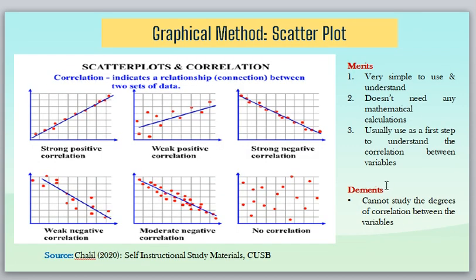For the graphical method, that is scatter plot, these are the types of patterns that we can obtain using scatter plot. For strong positive correlation you can see such type of pattern, and similarly for weak positive correlation you can see such type of pattern. Similarly, when there is no correlation, you can see that all the values are scattered all over the plot. So there is no relationship between any of these values.